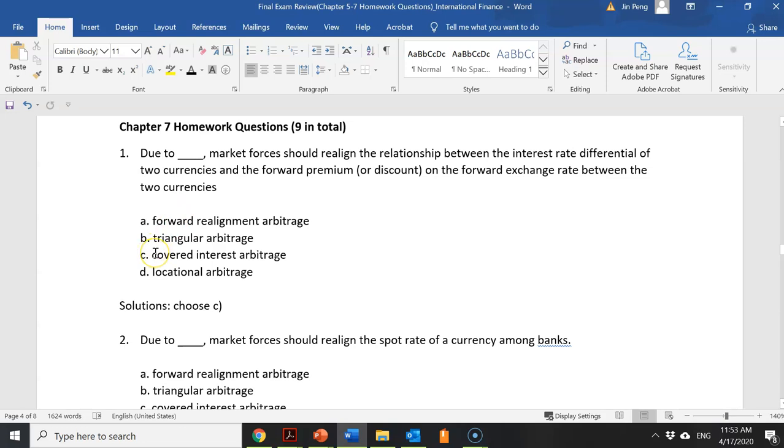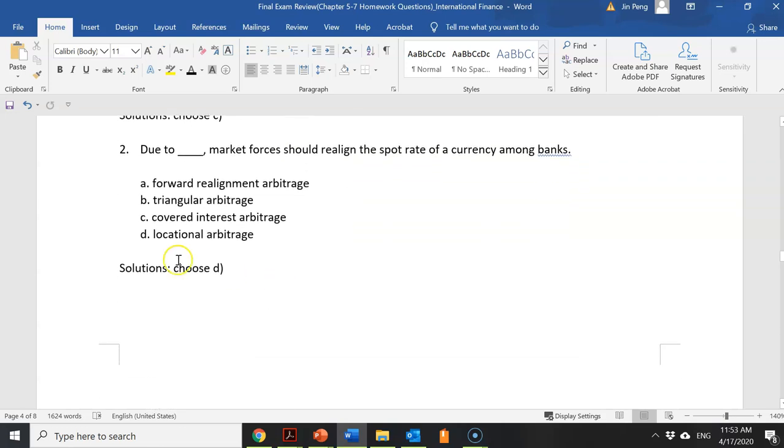Okay, using covered interest arbitrage, investors could benefit from the country with the highest interest rate and cover the exchange rate risk by using a forward contract. So market forces should realign the interest rate difference in two countries or two currencies, and the forward premium on the forward exchange rate between the two currencies. Okay, not triangle, locational or forward realignment arbitrage.